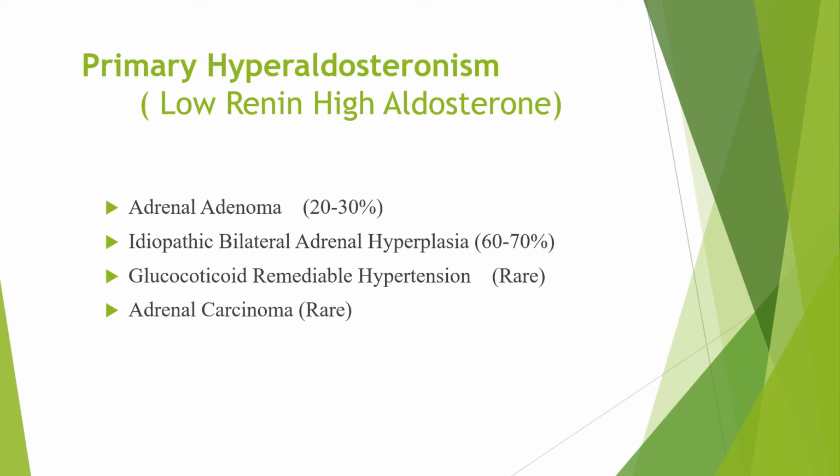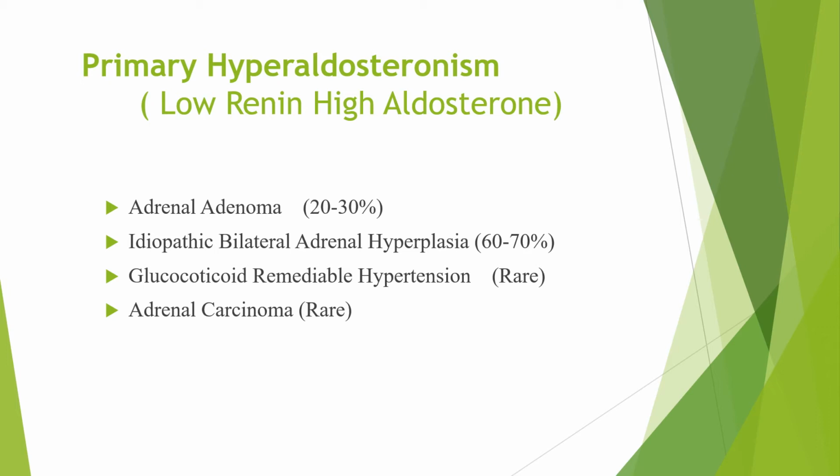So what are the causes of primary hyperaldosteronism? Obviously we know that in primary hyperaldosteronism the pathology is in the adrenal cortex. The pathology might be an adrenal adenoma in 20 to 30% of the cases, while in most of the cases, 60 to 70%, it is because of idiopathic bilateral adrenal hyperplasia. There are two other causes of primary hyperaldosteronism: adrenal carcinoma and glucocorticoid remediable hypertension. But glucocorticoid remediable hypertension is beyond your scope. We will not discuss it with you.